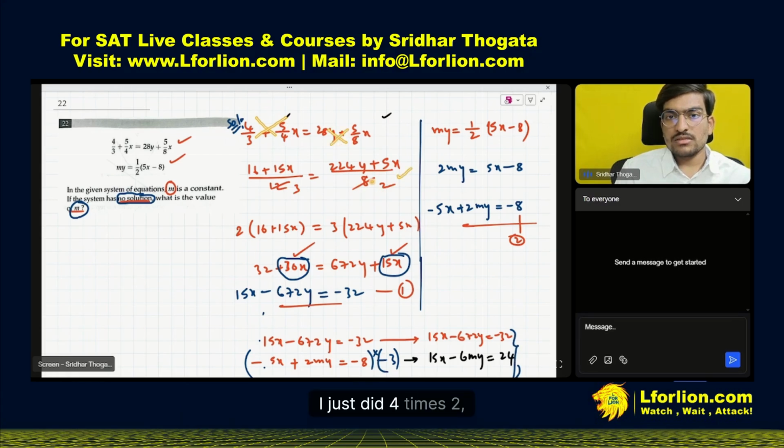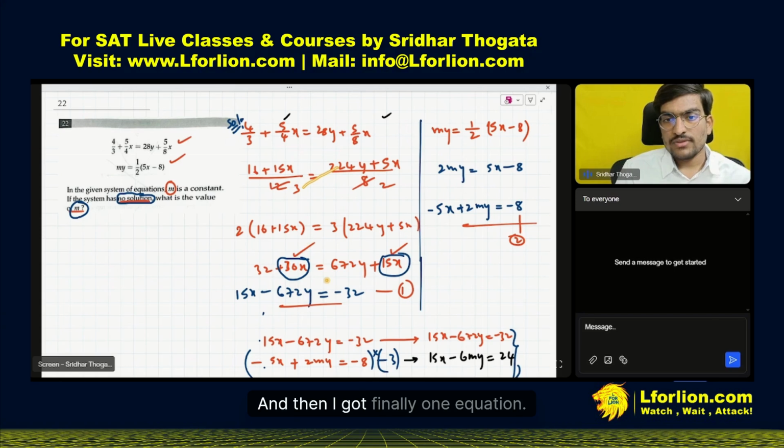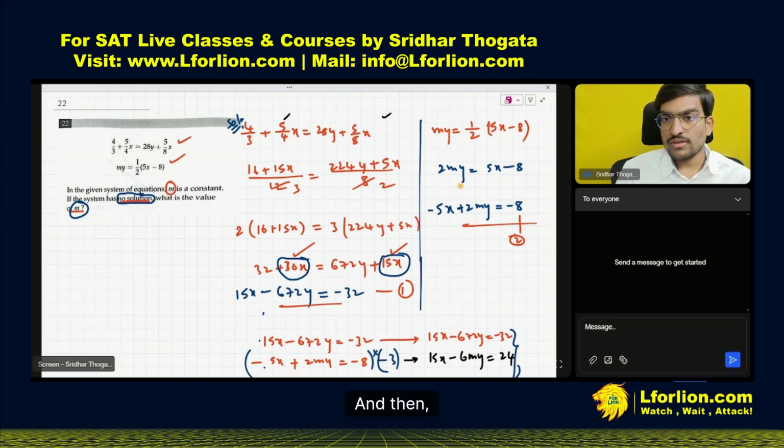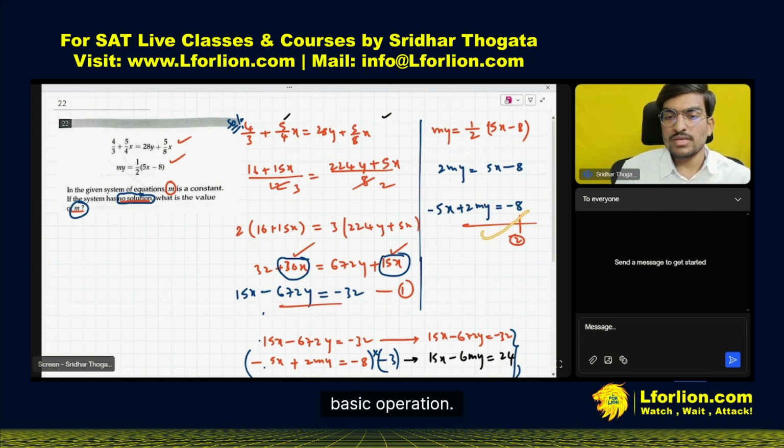I just did 4 times 2, 4 times 3, and then I cross multiplied this way, 2 with the LHS and 3 with the RHS, and then I finally got one equation after solving it. I did the same thing with the other: I took 2 to the numerator of the LHS, did some manipulation, and forwarded this to the RHS. I made equation 2 by doing some basic operations.